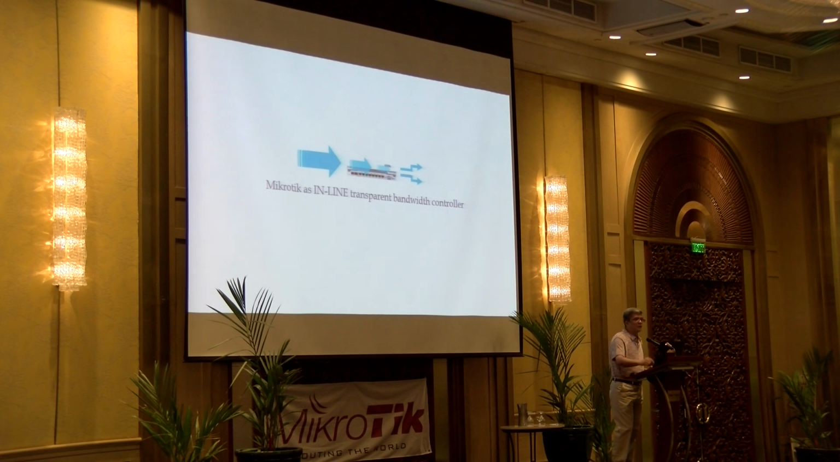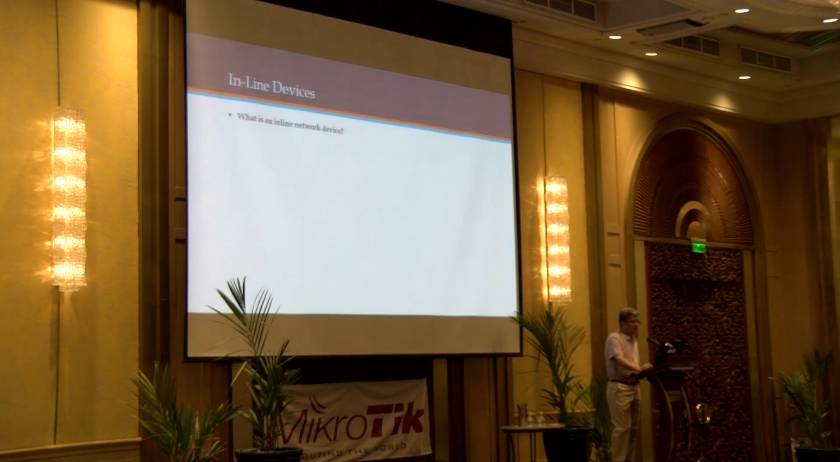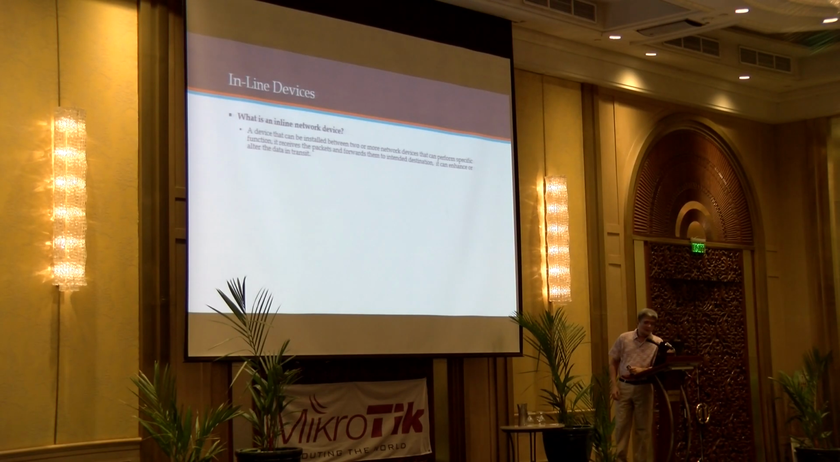Okay, I know. Now, I will demonstrate to you how this can be done. But before that, we need to understand what an inline device is. What is an inline device? A device that can be installed between two or more network devices that can perform specific functions. It receives the packets and forwards them to an intended destination, and so on. All right, moving on. It operates at layer 2, if you still know your OSI, that's where it operates, and also at layer 3. It is transparent, and end devices are not aware of its presence.